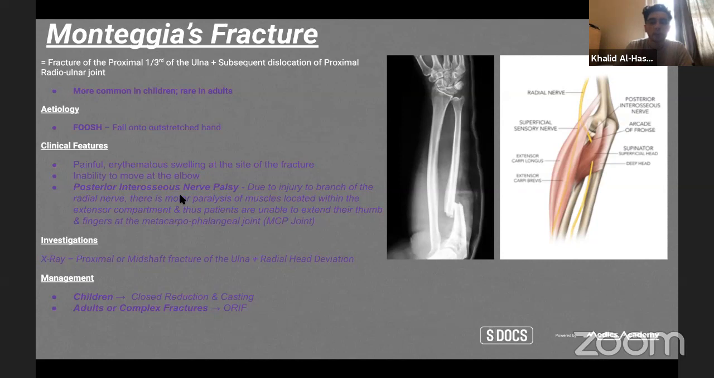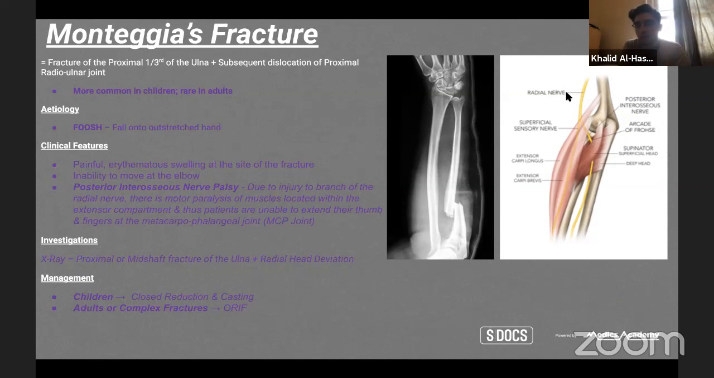The posterior interosseous nerve is a branch of the radial nerve, which wraps around the posterior end and innervates usually the extensor compartments and also the triceps and posterior parts of the arm. It is a motor nerve, and it results in a motor paralysis of the muscles located within the extensor compartment. Thus, patients generally tend to struggle with extension of their thumb and their fingers at the MCP joints. Metacarpophalangeal joints are also known as the knuckles. I would recommend that you remember this.